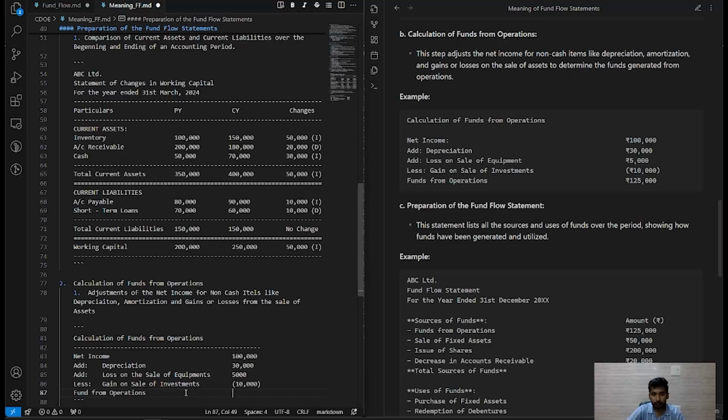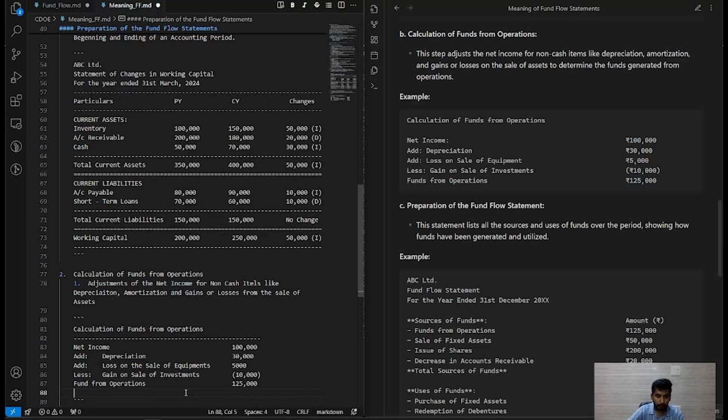Let's calculate the 1,00,000 plus 30,000 plus 5,000 minus 10,000. The resultant will be rupees 1,25,000. Making our fund from operations as rupees 1,25,000.